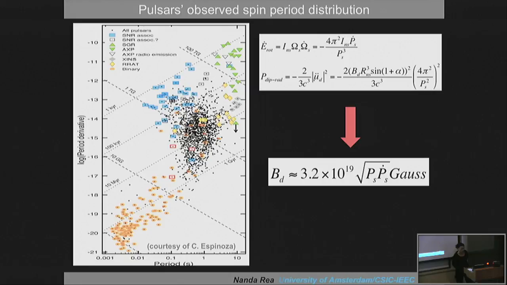So they are observed with Chandra, XMM, and X-ray satellites. And those are instead more emitting in the radio. They are discovered usually in the radio band.